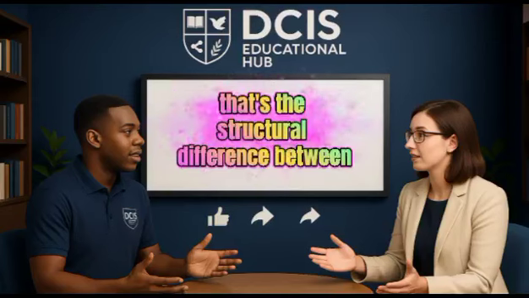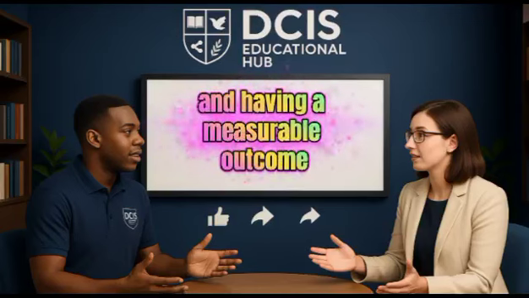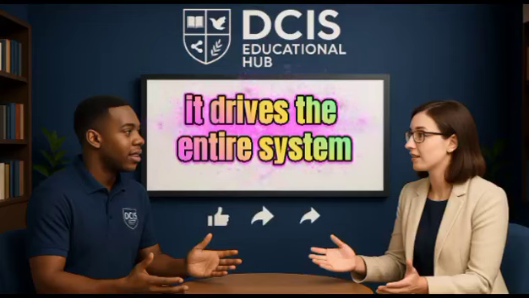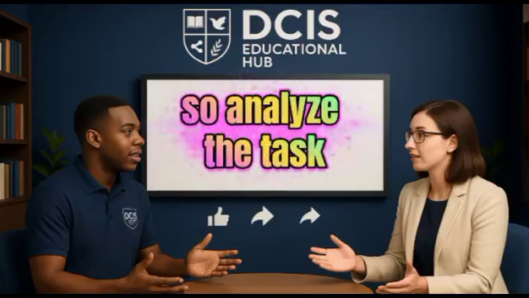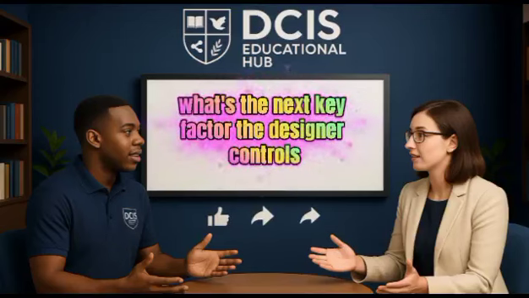That is spot on. That's the structural difference between just having a vague intention and having a measurable outcome that you can design for and evaluate against. It drives the entire system design. Okay, so analyze the task, define clear behavioral objectives. What's the next key factor the designer controls?